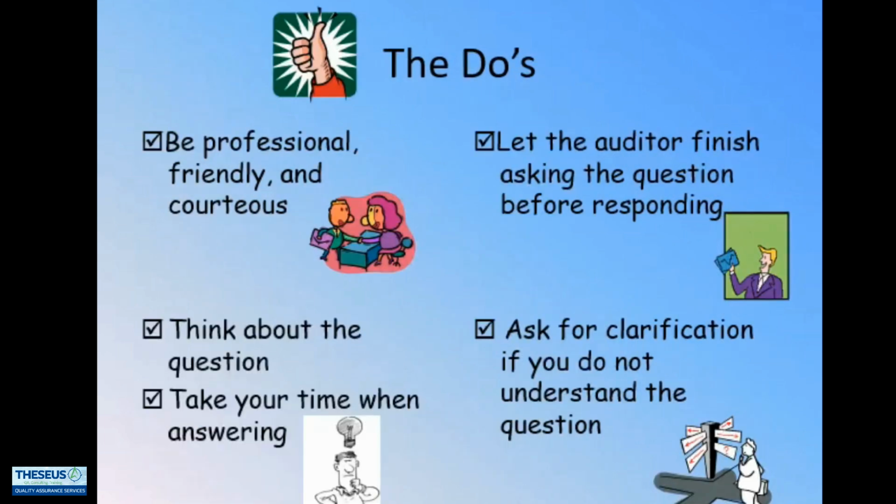Being audited is not on anyone's top 10 list of fun things to do. To help you survive, remember to be professional, friendly, and courteous. You and the auditor will be able to communicate effectively then. Let the auditor finish asking a question before responding. This allows you to think about what the auditor is asking and gives you time to answer. Sometimes the auditor does not phrase the question so it is clear to the auditee. If you don't understand the question, ask the auditor to rephrase. Auditors are not perfect either.